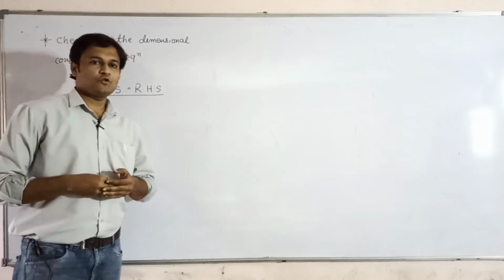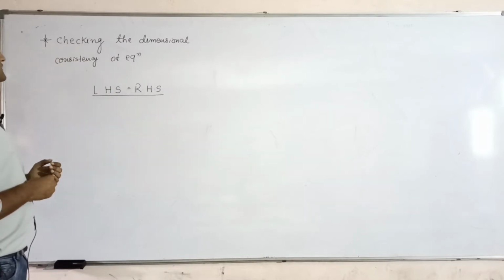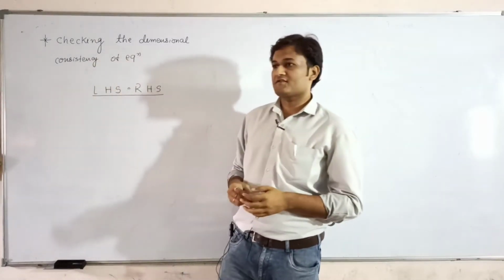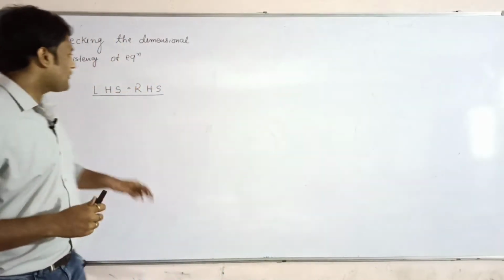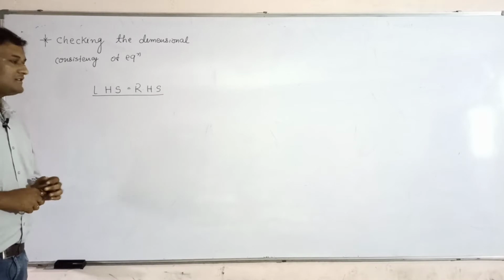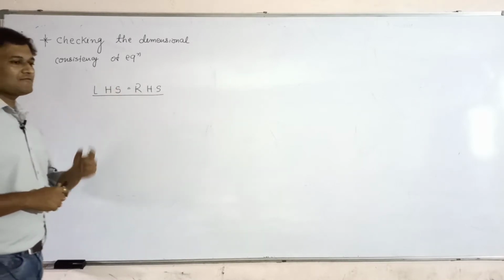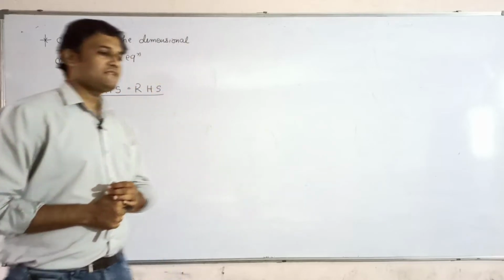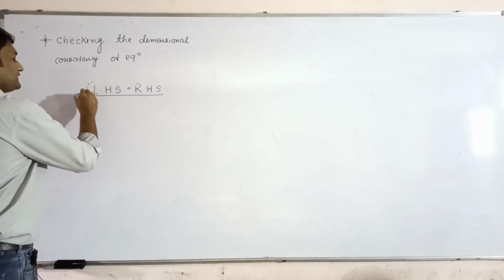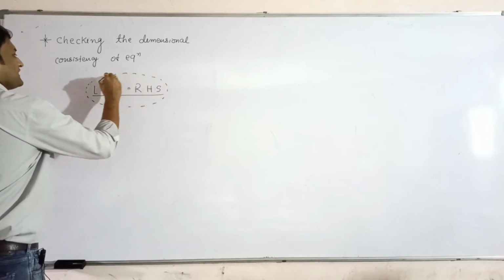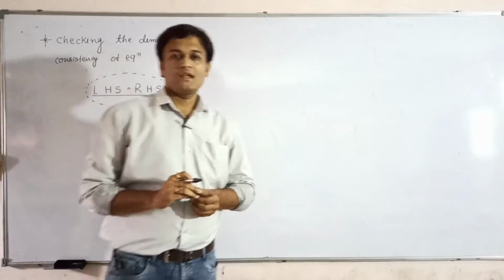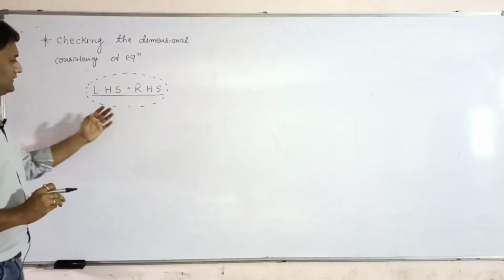Good morning, dear friends. Today we are checking the dimensional consistency of an equation. Once again, we repeat this topic and some different sums we have to calculate here. Checking the dimensional consistency of an equation is just simple. It is LHS is equal to RHS. It means left hand side is equal to right hand side. If this condition is fulfilled, we can say this equation is consistent. Okay. Now there is some different sum we have to calculate here.